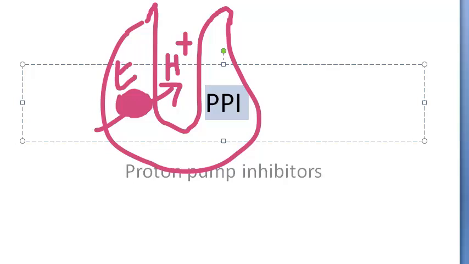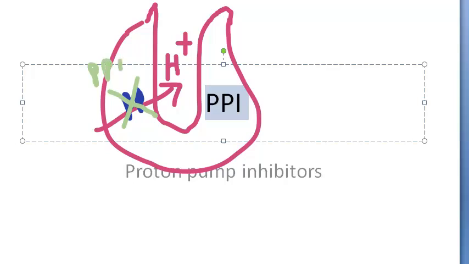So let me write like this. This is pumping the proton, right? So this is the proton pump. I'll write here, this is the proton pump. Now what drug are you giving? Omeprazole, S-Omeprazole, Pantoprazole, Rabeprazole. That is a proton pump inhibitor. It is a drug. Proton pump inhibitor is going to inhibit the proton pump.